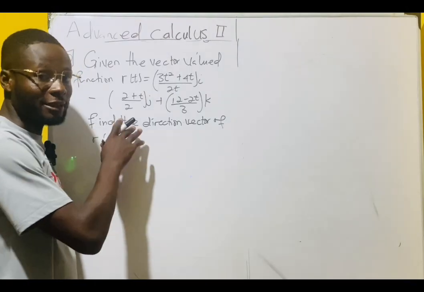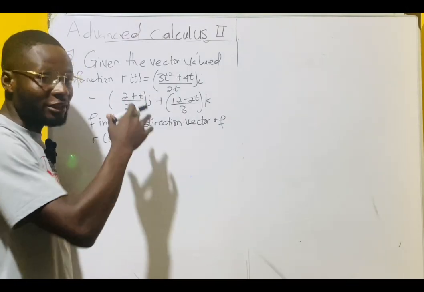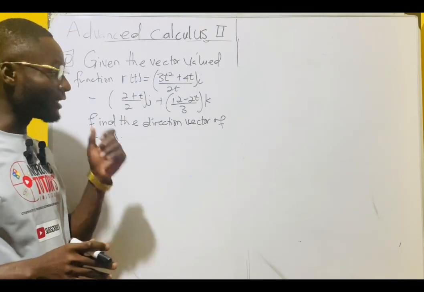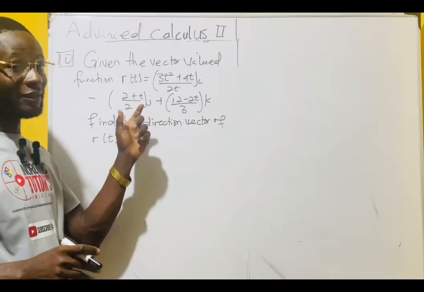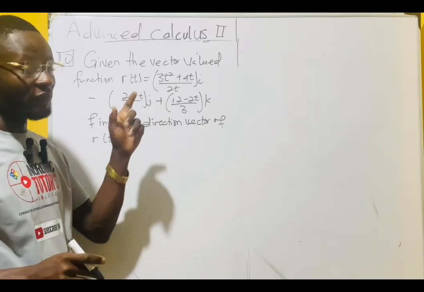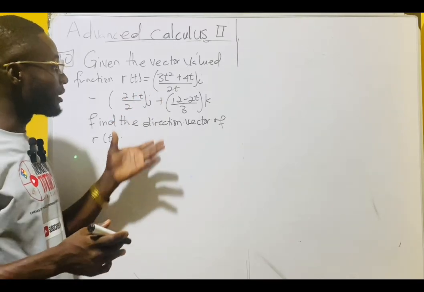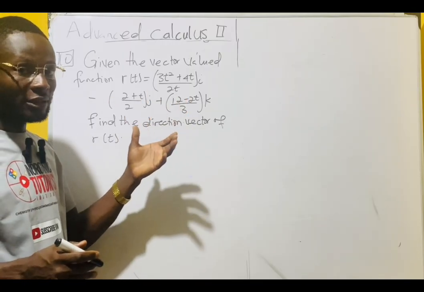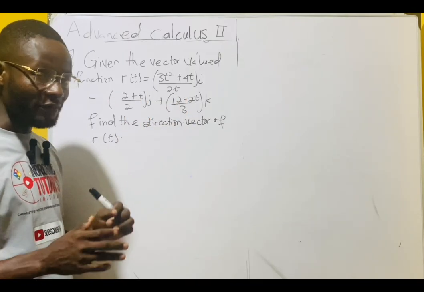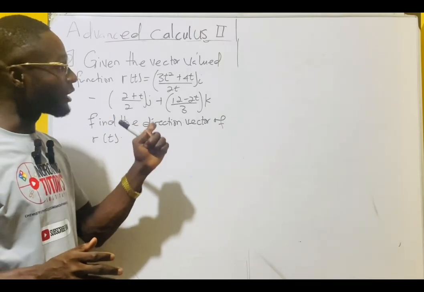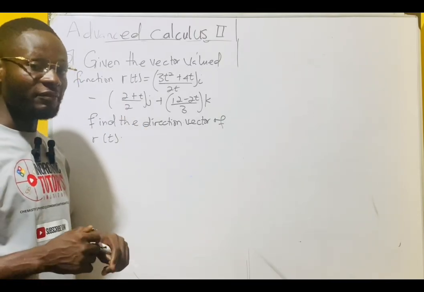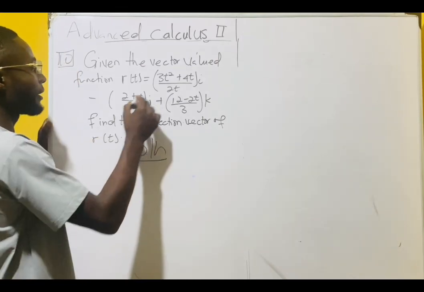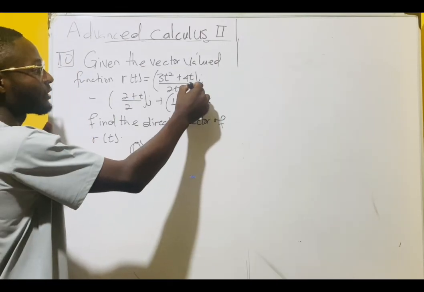Okay, so with question number 10, we know that if you have the vector valued function and you want to find the direction vector of that particular vector valued function, all you need to do is to differentiate each component, and then those results you have become your what? The direction vector of that particular vector valued function, right? So this here, we're going to differentiate this, right?